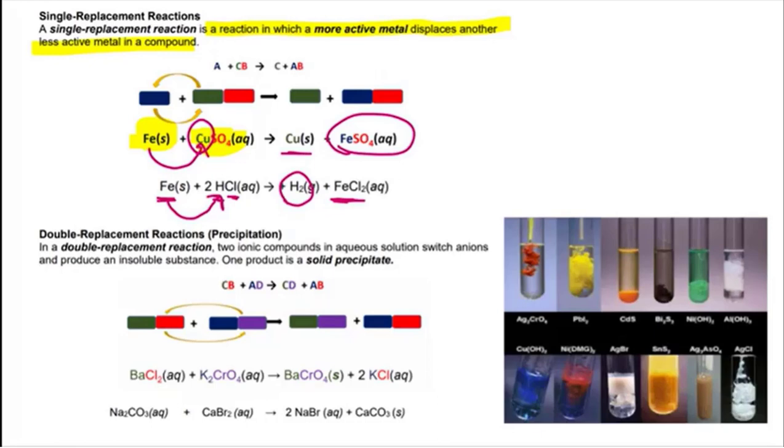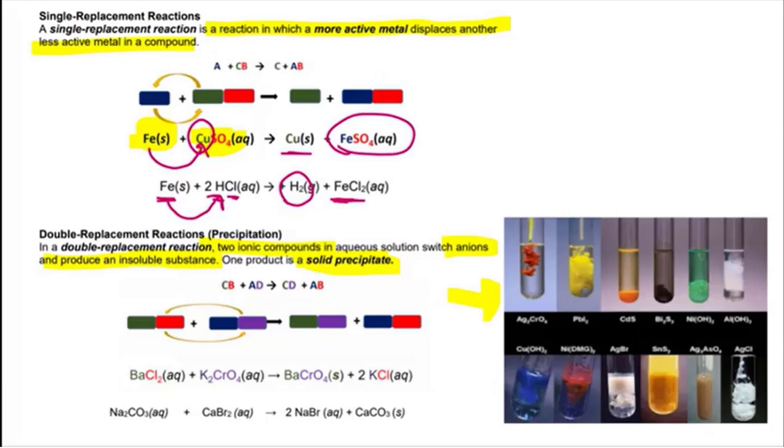Then let's look at double replacement reactions. What's happening here is we have two ionic compounds in aqueous solution. They switch anions. Two people go to the prom and they swap the dates. Anyways, what happens is they produce an insoluble substance, which means it produces a solid precipitate. Here's a whole bunch of really cool solid precipitates over here on the right from double replacement reactions, and they can be really pretty.